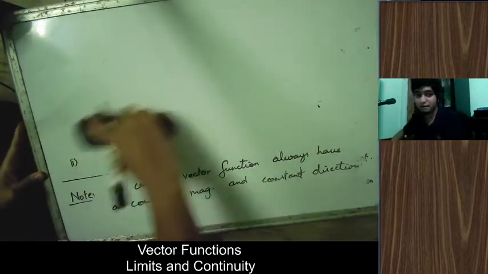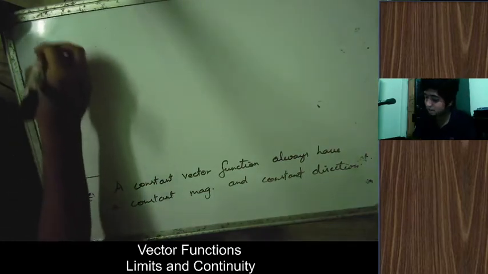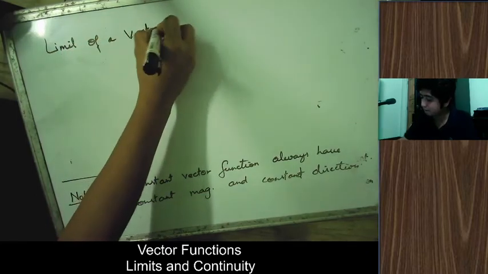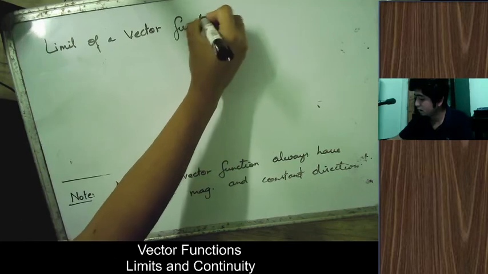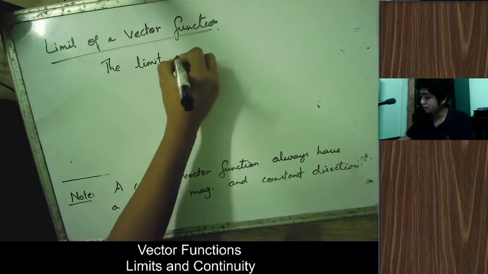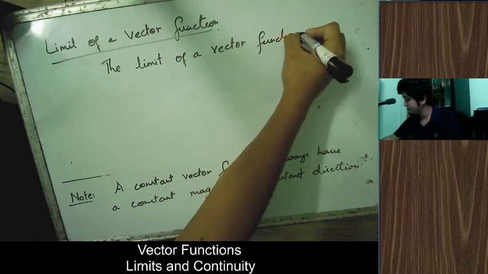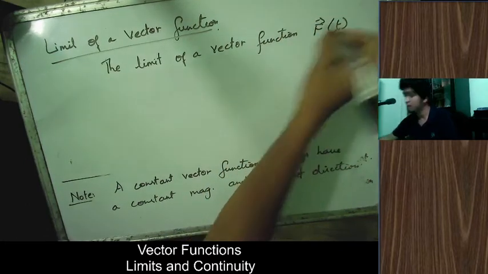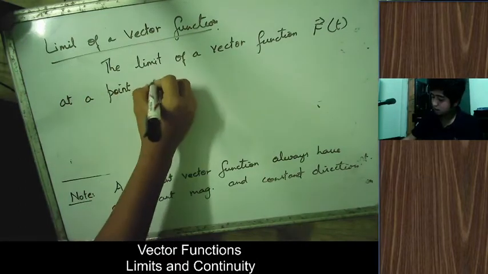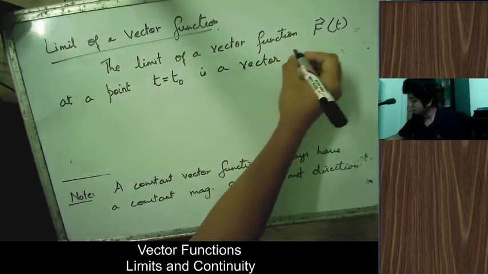So now that we have seen the types of vector functions, let us just discuss briefly about limits. Limit of a vector function. The limit of a vector function f(t) at a point t equal t naught is a vector A.